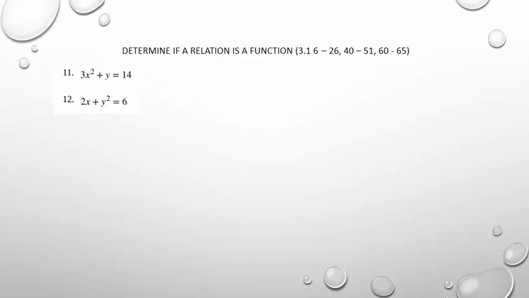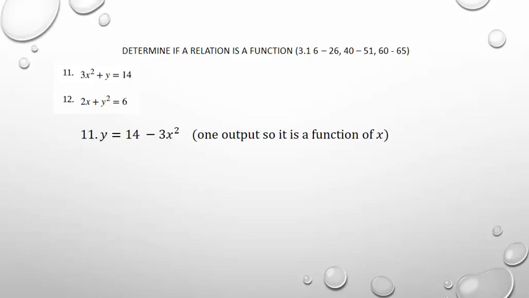We also saw problems where our relations were represented as formulas. The strategy here is to ask, is it a function of x? If x is the input and y is the output, is it a function? We try to solve for y and see if we get more than one y value for any of the x's. So number 11 there, I just subtract 3x squared from both sides and get that y is 14 minus 3x squared. So whatever x is, I would do that computation and I would always get a single y value. So I have one output for every x, so it is a function.